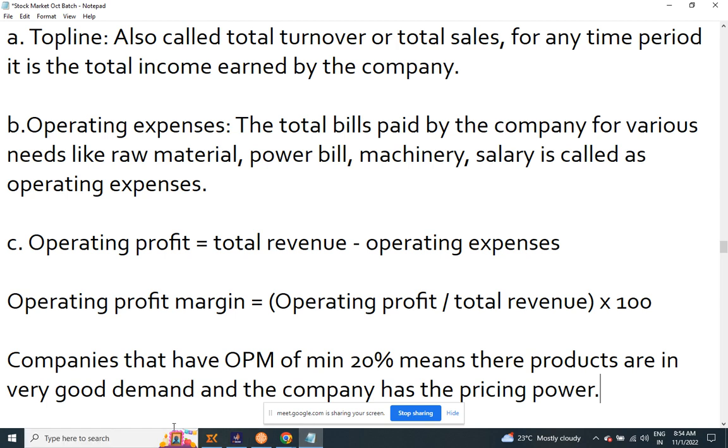Let's see Hero MotoCorp. Hero MotoCorp is also a great company. But let us calculate the operating profit margin. It may not be that great.